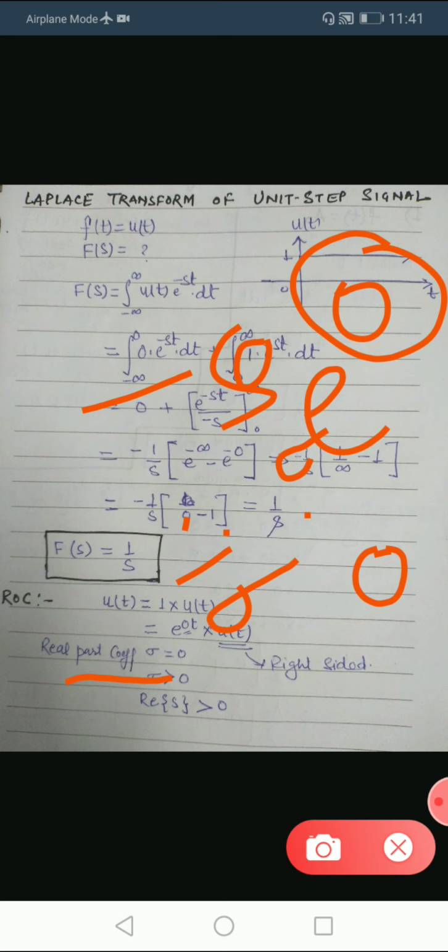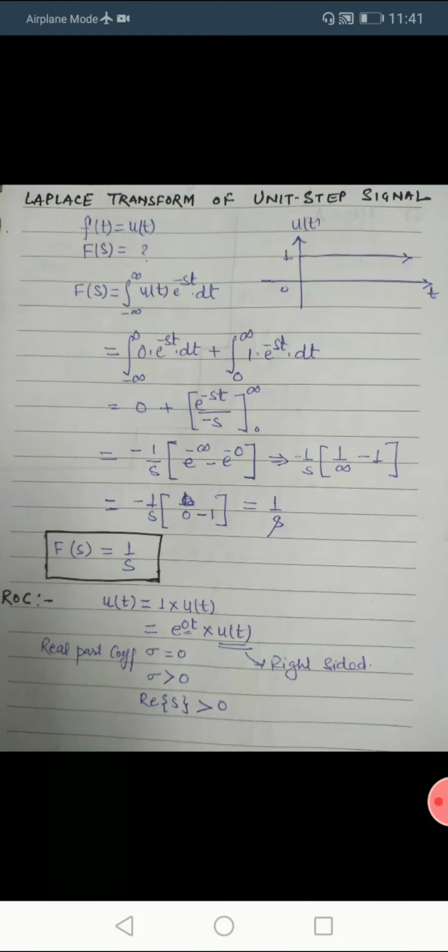And the inequality depends upon whether it is a right sided signal or left sided signal. Here u(t) is a right sided signal. Right sided signal means sigma is greater than 0. Therefore real part of s greater than 0 is the ROC.